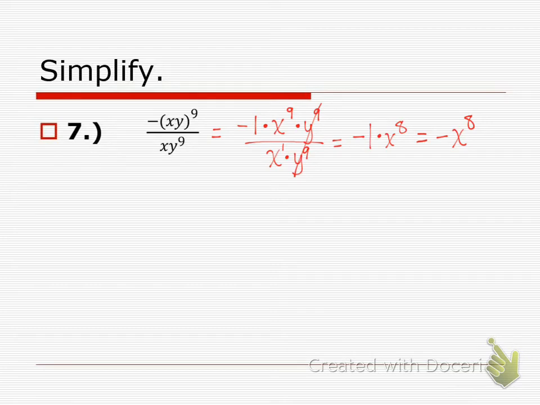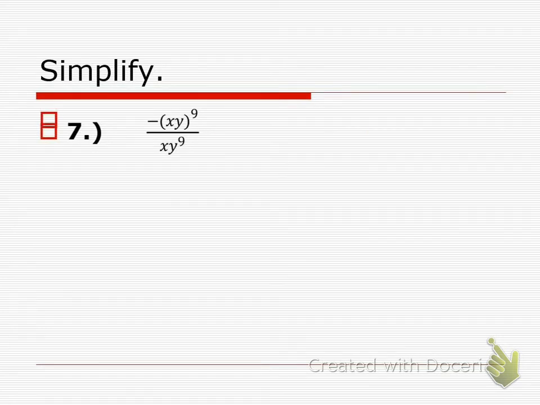Does it need to go in the denominator? Yes. Wait, isn't it already? No, because the exponent is already a positive. So I don't care if there's a negative out in front. I just care if the exponent is negative. It's not, so we leave it alone. All right.